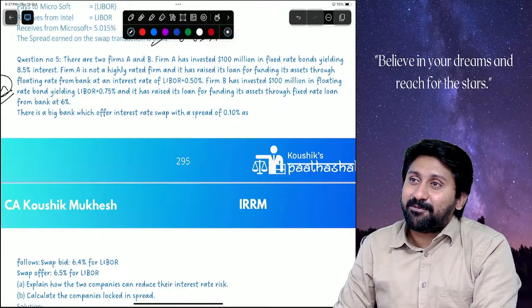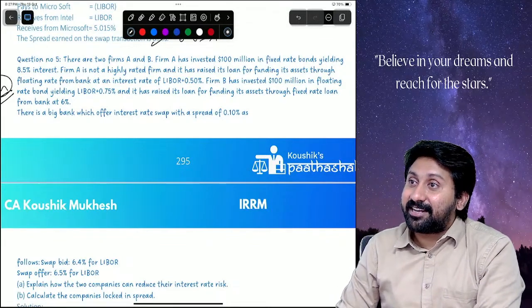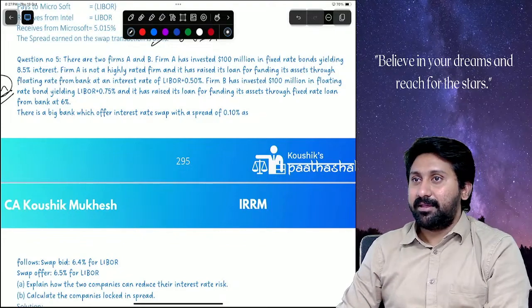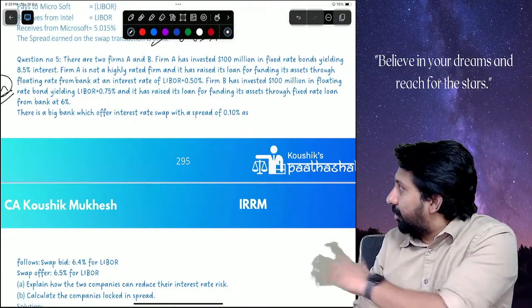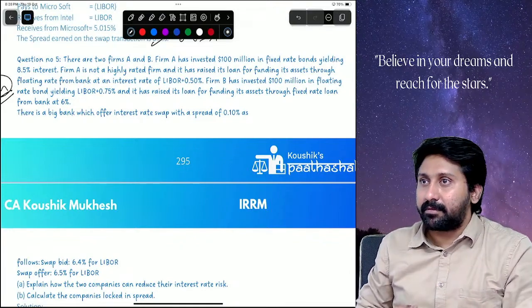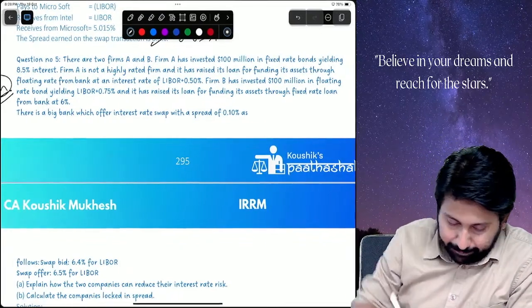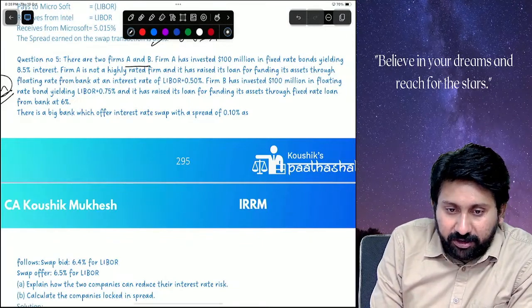Because in the same question, he has given asset and liability both. Liability at one rate, asset at another rate. Same also for another company. Correct? Let's see. There are 2 firms, A and B.